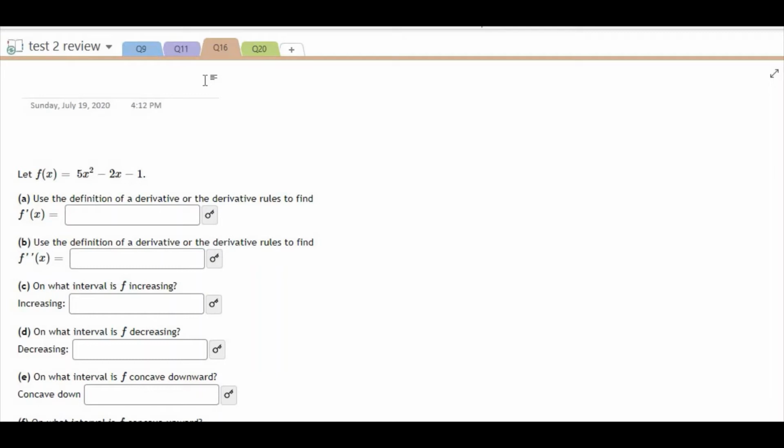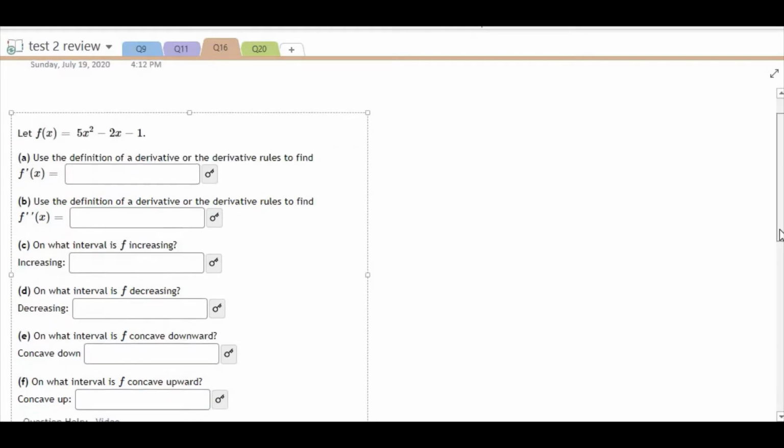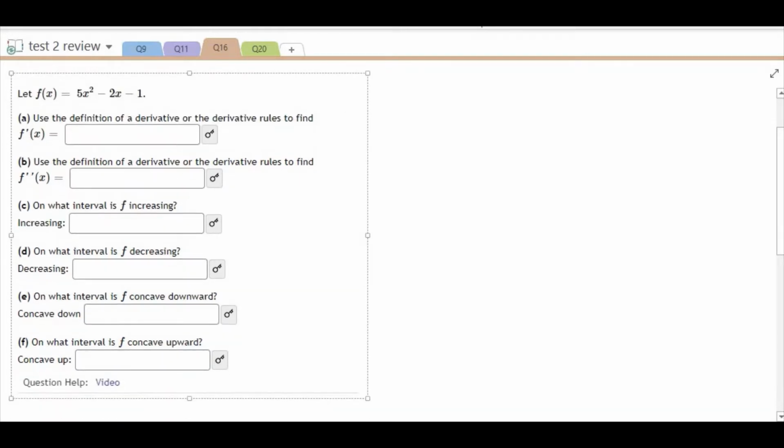In this question, we have the function f of x is equal to 5x squared minus 2x minus 1. We want to find the first derivative, the second derivative, and then determine where the function is increasing, decreasing, and then find if the function is concave downwards on a certain interval, and find the interval in which the function is concave upwards. So in this case, we're going to start by finding the first derivative.